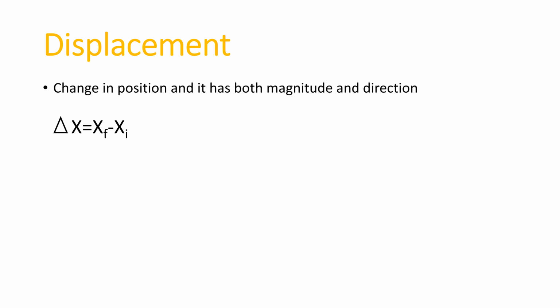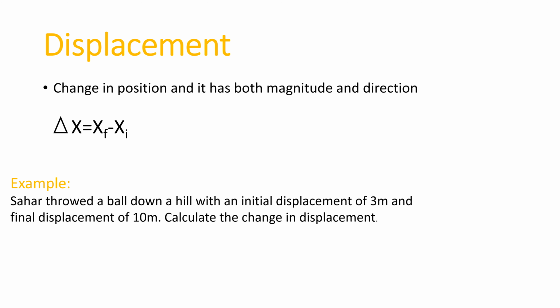So displacement is change in position, and it has both magnitude and direction, so we can say displacement is a vector. The equation of displacement is delta x equals xf minus xi, which is the change in displacement equals final displacement minus initial displacement. Let's look at an example.